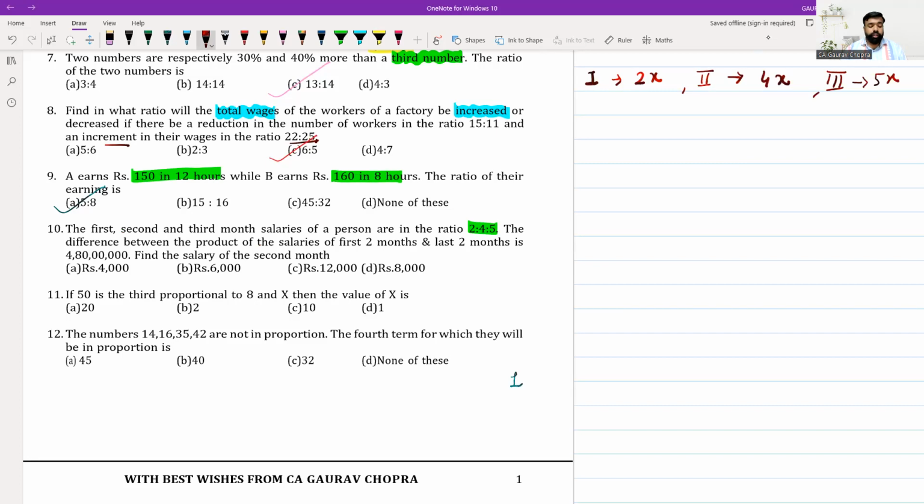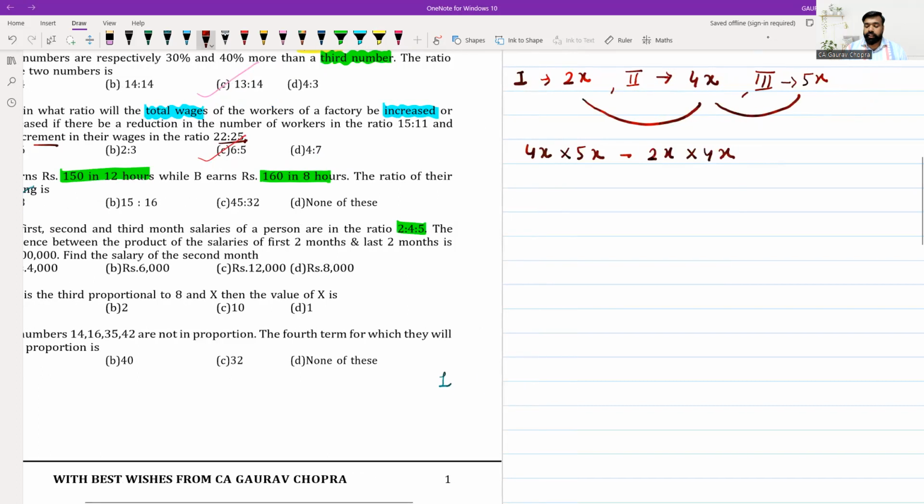Now, the difference between the product of the first 2 months. The product of the first 2 months is 2x and 4x. And also the last 2 months, that is 4x and 5x. So let's find the difference: 4x into 5x minus 2x into 4x. So the difference of the two is given to us. That is how much? 480, 4 crores 80 lakhs.